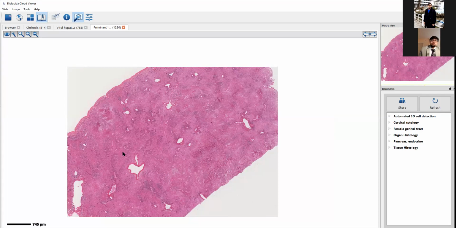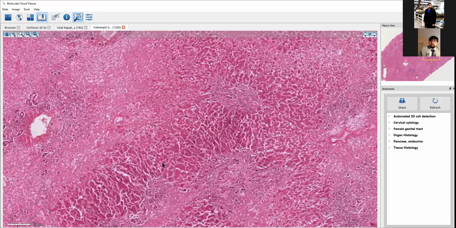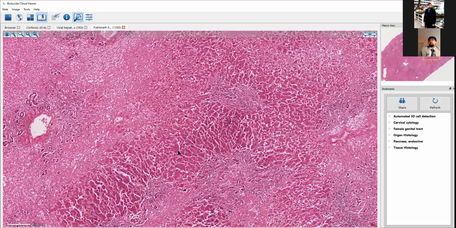Now, I want to see if this is actually the liver. Again, I look at these cells. I see that they are well organized, right? I can see that the cells are all separate. I can see the nuclei quite clearly. Then I know that this is the liver.